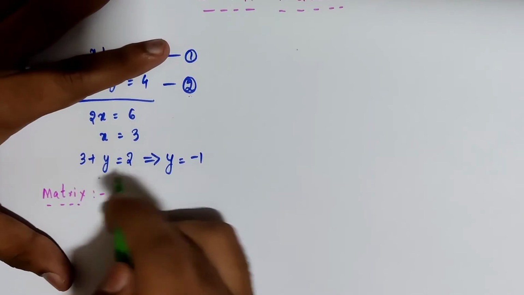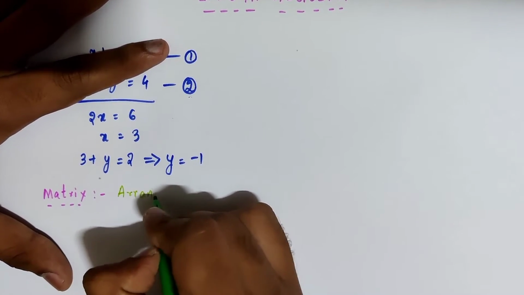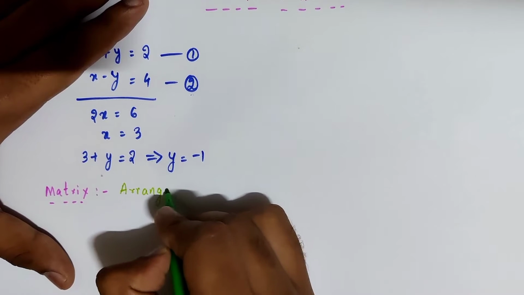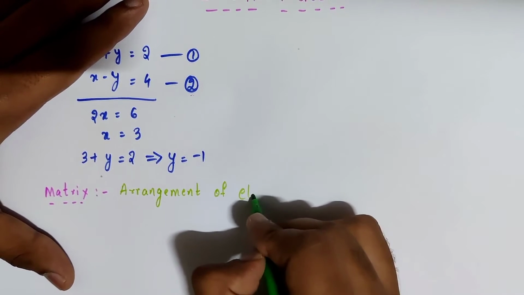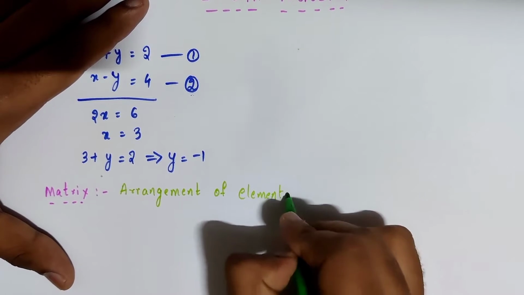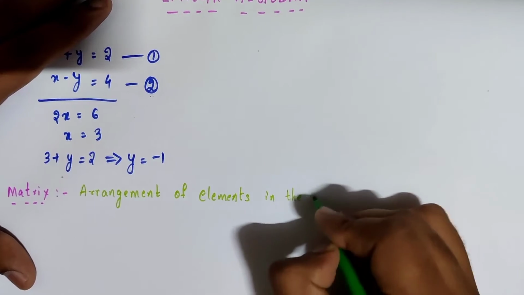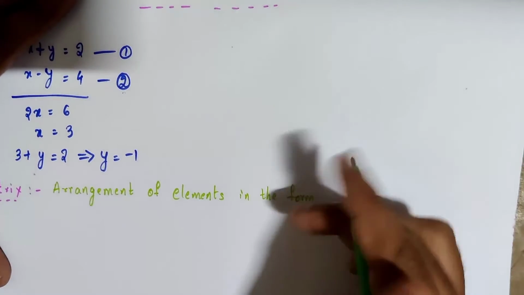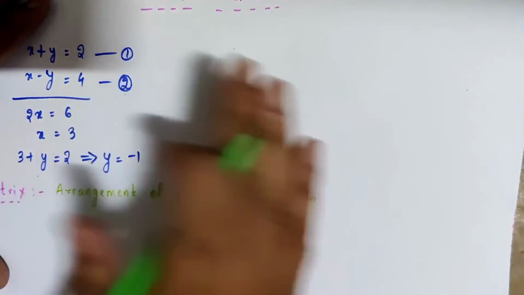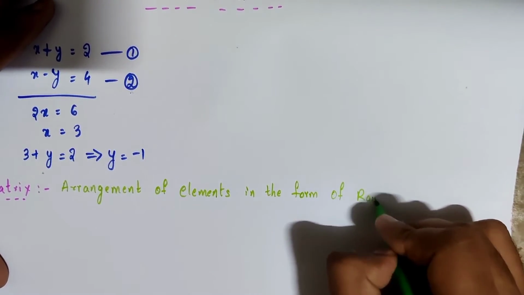What is a matrix? A matrix is nothing but an arrangement of elements in the form of rows and columns. You must note these things down in your notes. You have to keep separate notes for mathematics.